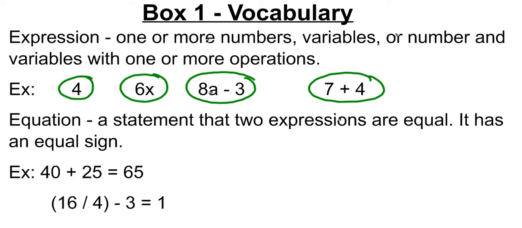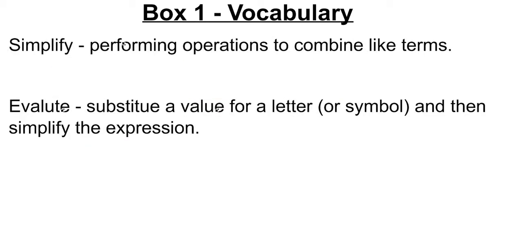An equation is a statement that two expressions are equal. It has an equal sign. Notice if you look at the two examples, we have 40 plus 25, and then when there's an equal sign, 65. We know if we add 40 and 25 together, we will get 65, and we know 65 equals 65. There's another problem there. 16 divided by 4 minus 3 equals 1, and we'll talk about the order of operations in a little bit. Two more vocabulary words for you to put down are simplify.